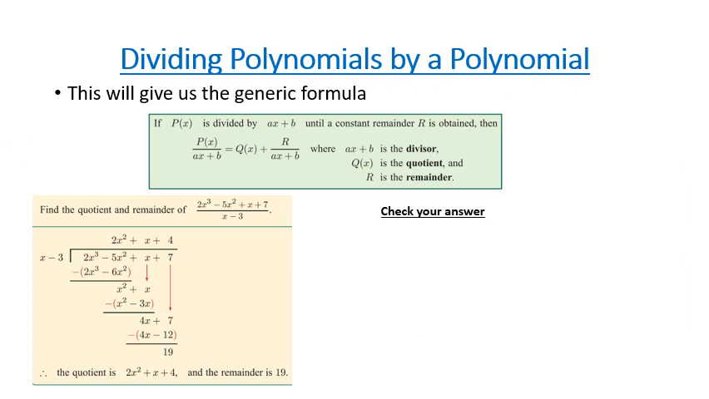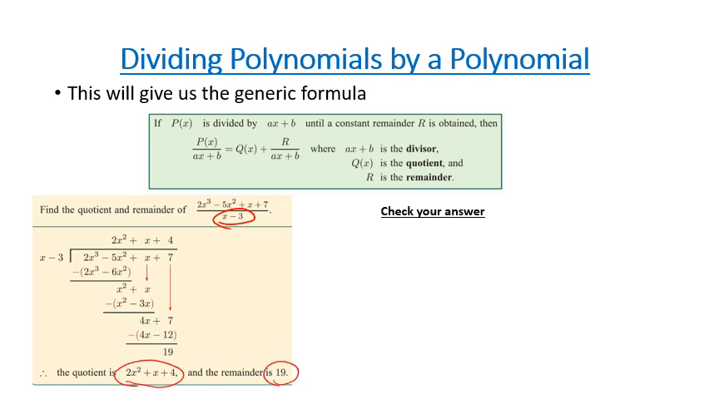Once we've had a bit of practice at dividing polynomials, you'll probably discover a generic formula, which is in this green box here, where our original function p of x divided by our divisor, in this particular case ax plus b is your generic divisor, will equal the quotient of the function plus the remainder divided by our divisor. Here we've got our divisor, which is x take 3. That's going to give us our quotient, if we follow our long division steps, and our remainder.